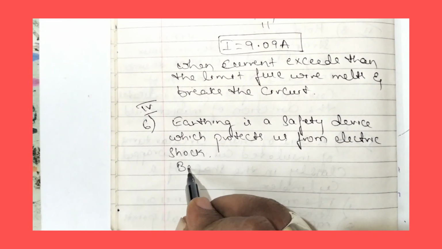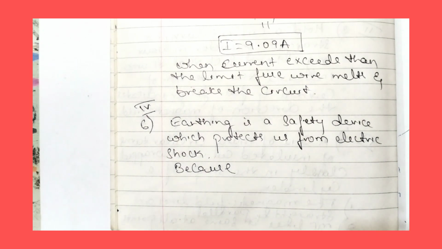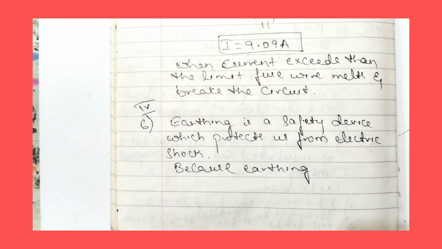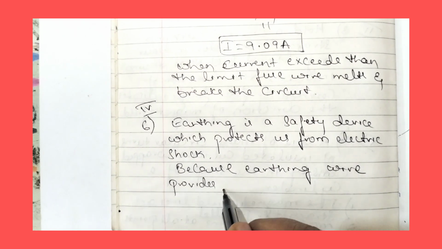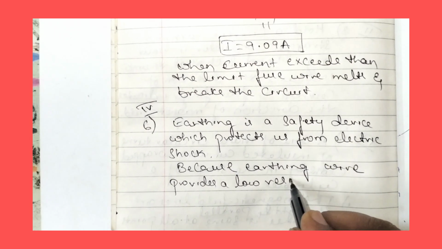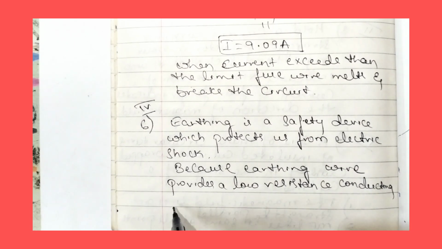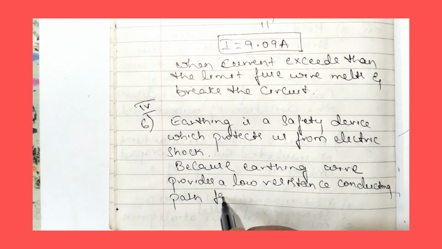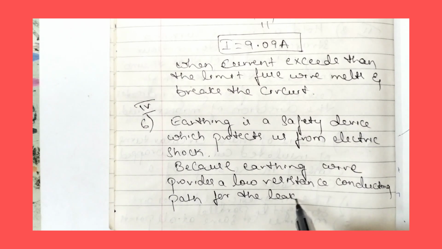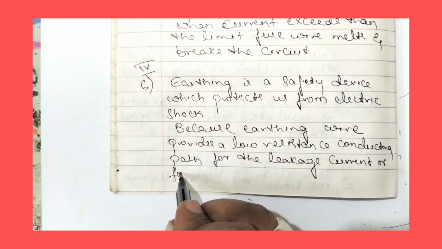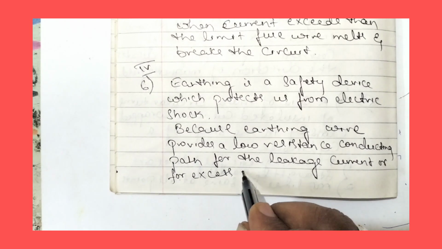Why? Let us answer this question. Because the earthing wire provides a low resistance conducting path for the leakage current or for excess current.